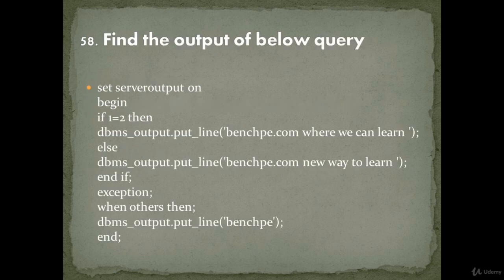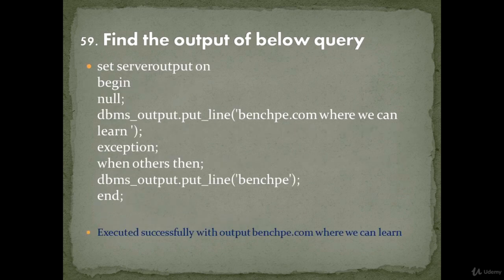Question number 58. Find the output of below query. Set server output on, begin. If 1 equal to 2, then dbms_output.put_line('benchway.com, where we can learn'). Else dbms_output.put_line('benchway.com new way to learn'). And exception when others then dbms_output.put_line('benchway'). If you see this piece of code, it is clearly mentioned if 1 equal to 2. 1 equal to 2? No. So it will go in the else part and it will print benchway.com new way to learn. It will print the else piece of code.